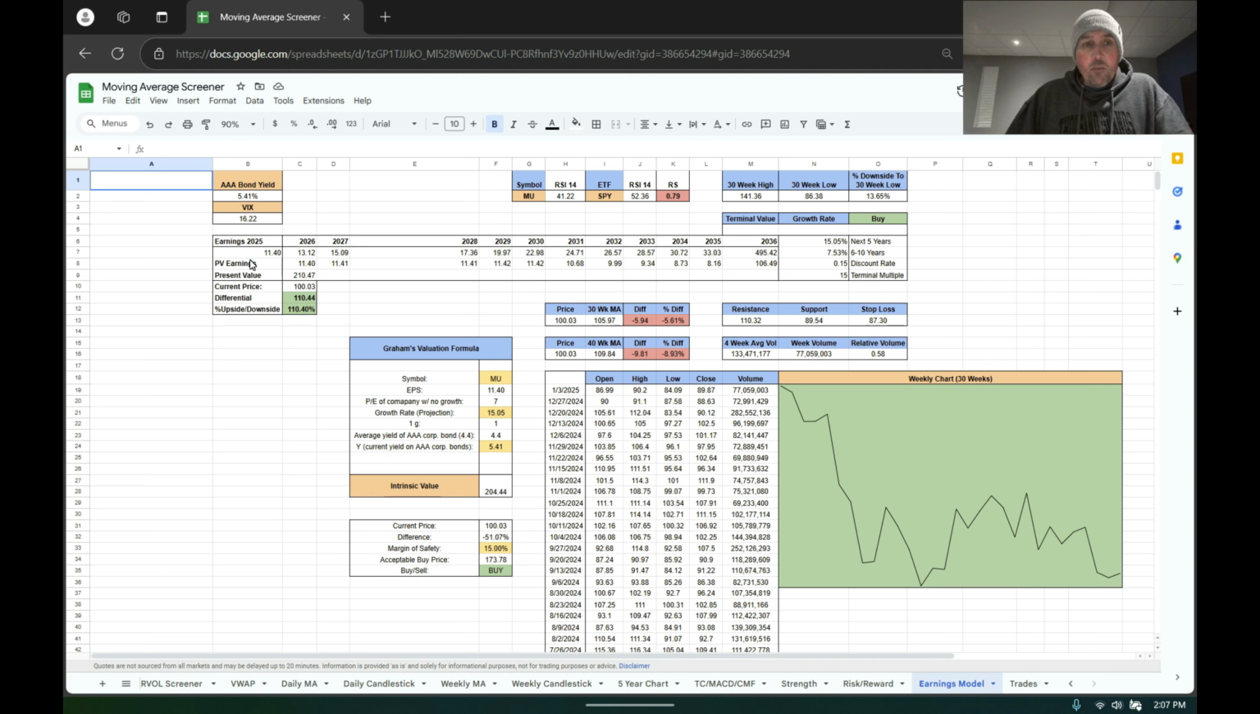But based on that, with forward earnings of $11.40 projected, this is basically 110% undervalued. It should be a $210 stock, but the current price is $100. If we use a Graham valuation formula, it should be $173, but it's $100 with a 15% discount.